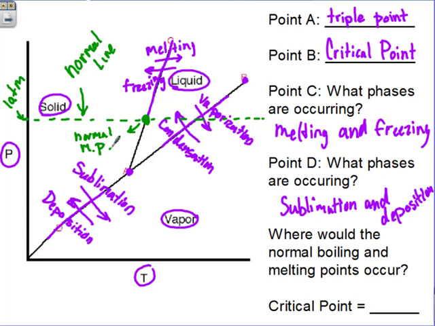And then the next one, what is the normal boiling point? Boiling is from a liquid to a gas. So here's my point right here, liquid to gas, right there. That is going to be my normal boiling point. And there we go. There goes my phase diagram. We'll talk more about this on Monday. Just wanted you to get the notes down. Let's move on.